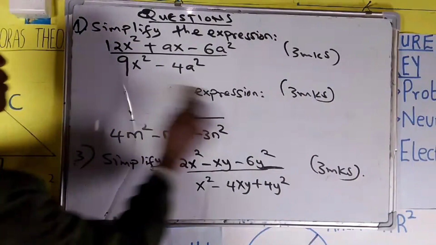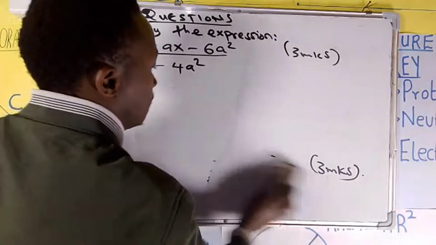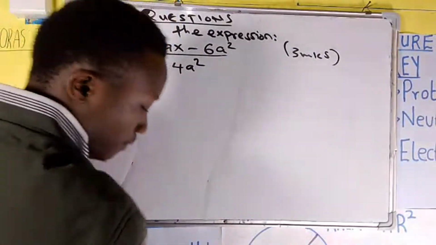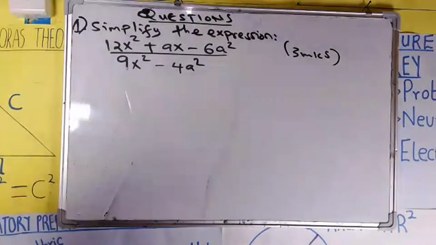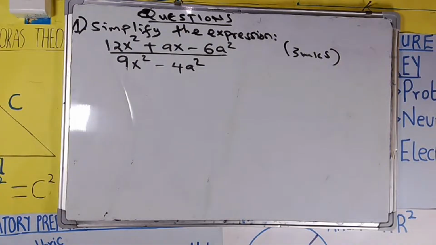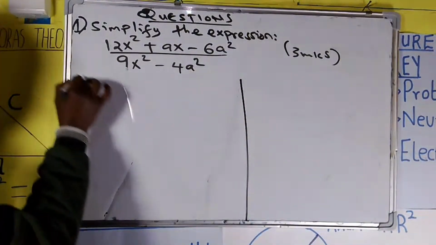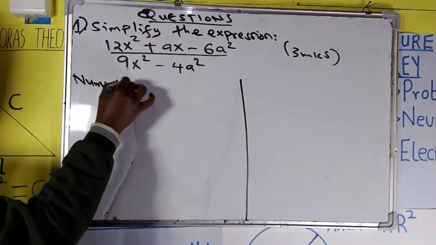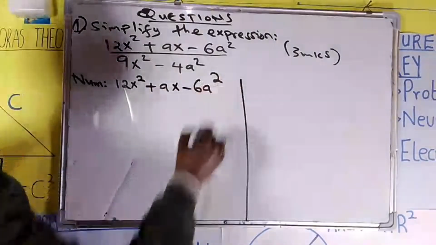So let us quickly do number 1. Simplify expression. So number 1, question number 1, we will quickly start with the numerator. 12x squared plus ax minus 6a squared.